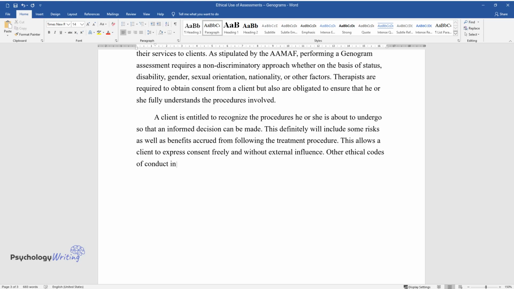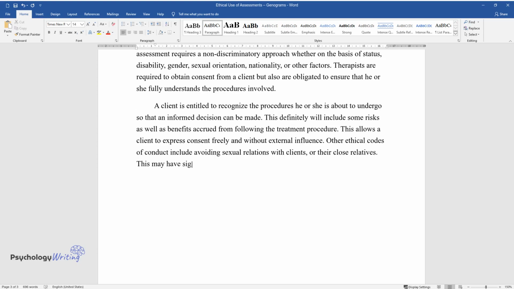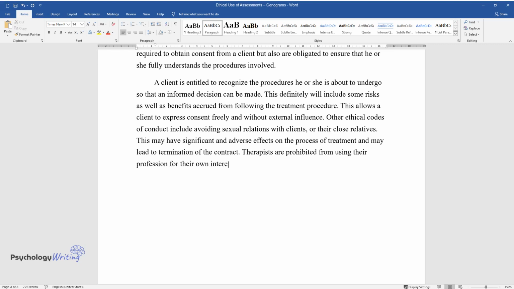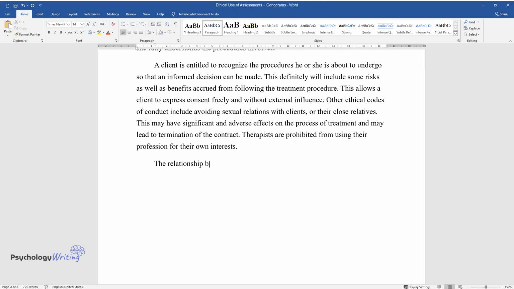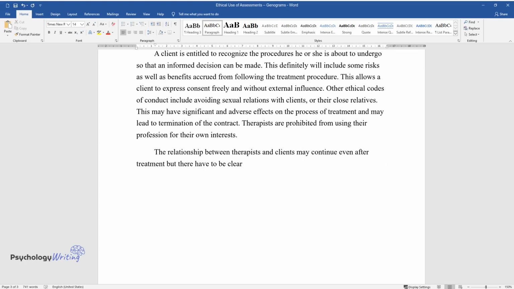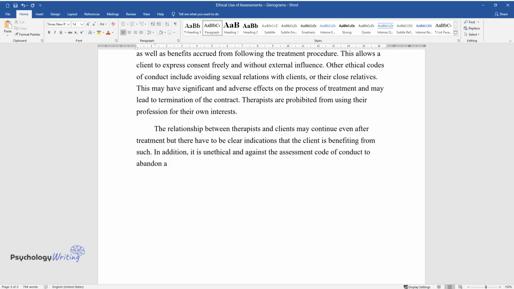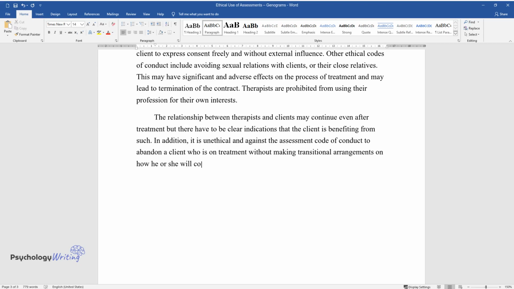Other ethical codes of conduct include avoiding sexual relations with clients or their close relatives. This may have significant and adverse effects on the process of treatment and may lead to termination of the contract. Therapists are prohibited from using their profession for their own interests. The relationship between therapists and clients may continue even after treatment, but there have to be clear indications that the client is benefiting from such. In addition, it is unethical and against the assessment code of conduct to abandon a client who is on treatment without making transitional arrangements on how he or she will continue receiving help.